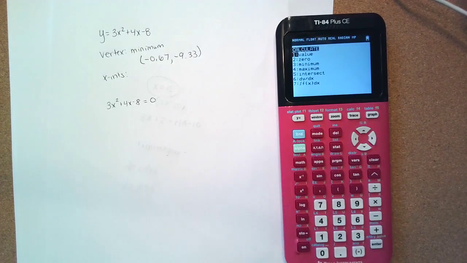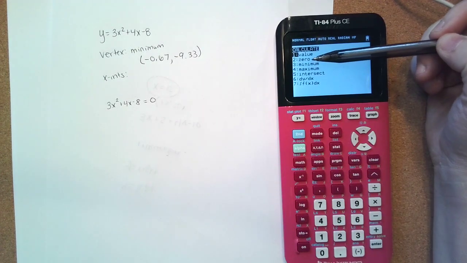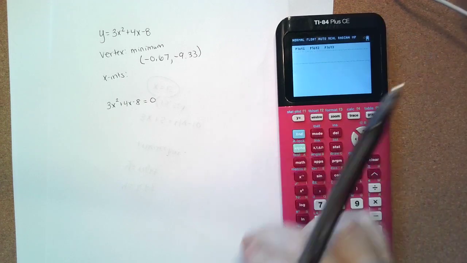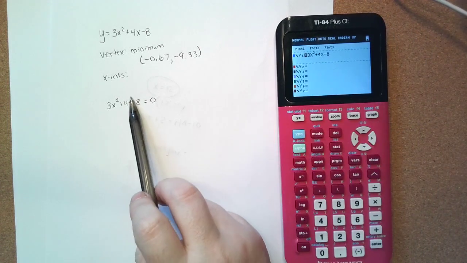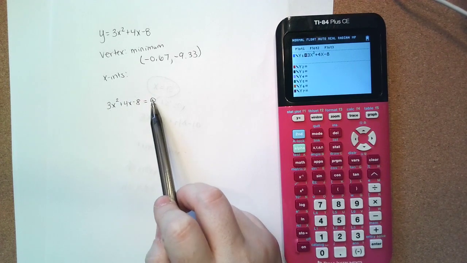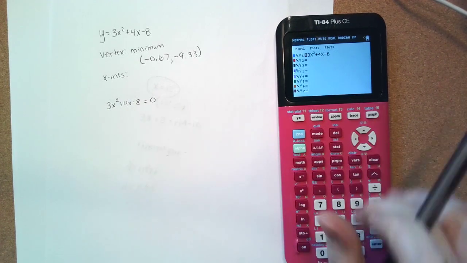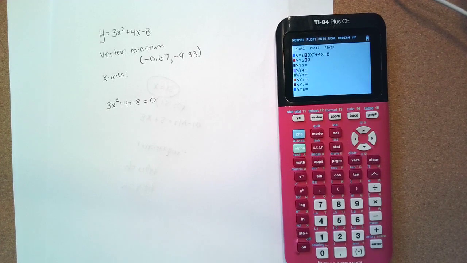If I go to second calc, I can find where it's the 0 value. We can do that. Or I can do y equals the left, y equals the right. So I have y equals the left already in there, and I can make my second one equal to 0. So I'll go down to y sub 2 and set it equal to 0.